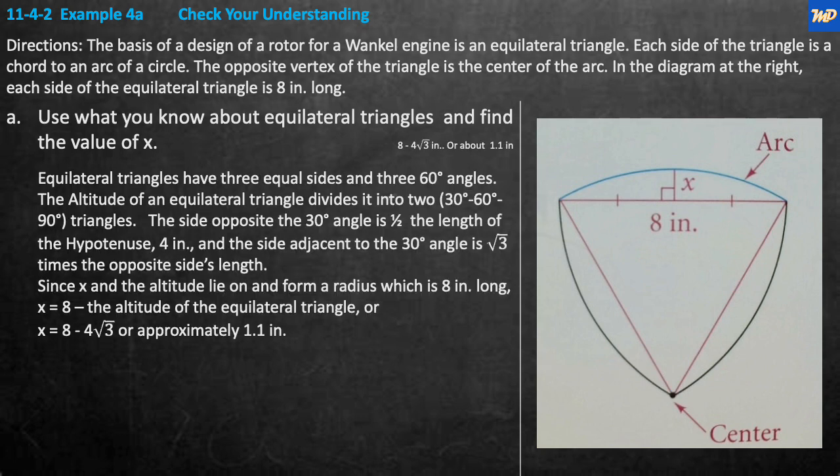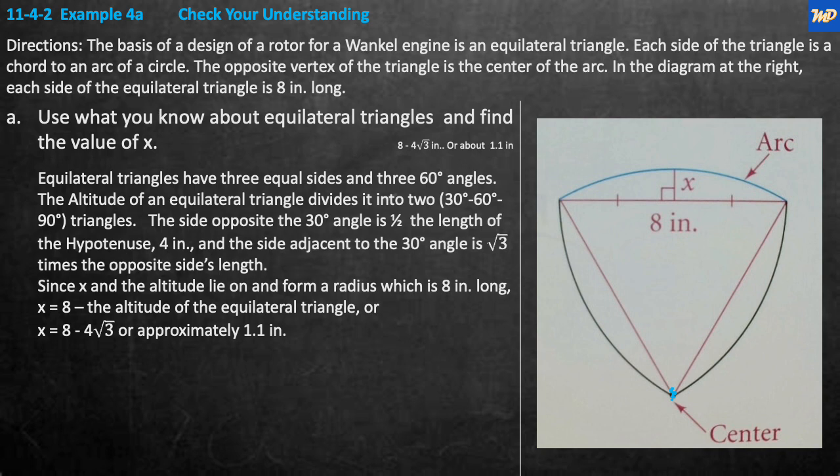Okay, I assume you've done your work now, so let's take a look at this. So we read the directions, right? The key here is the opposite vertex. That's at the bottom, is the center. Down here at the very bottom. And in the diagram at the right, each side of the equilateral triangle is 8 inches long. So it's 8, 8, and 8. Use what you know about equilateral triangles to find the value of x.